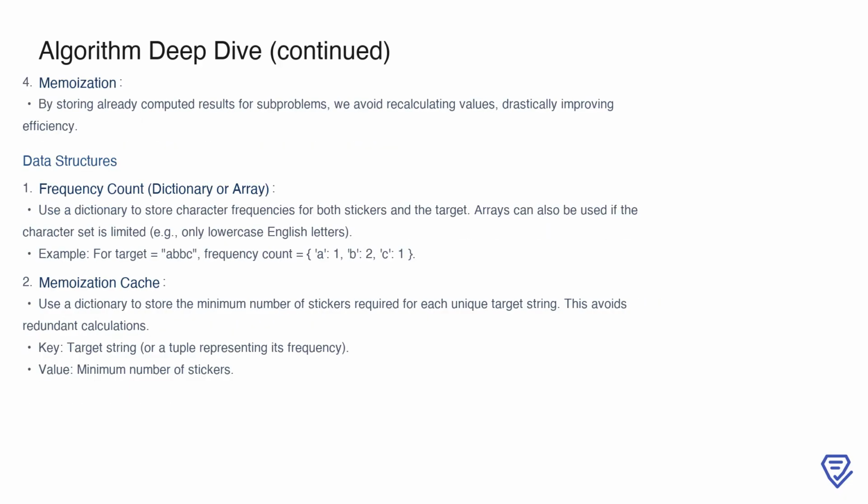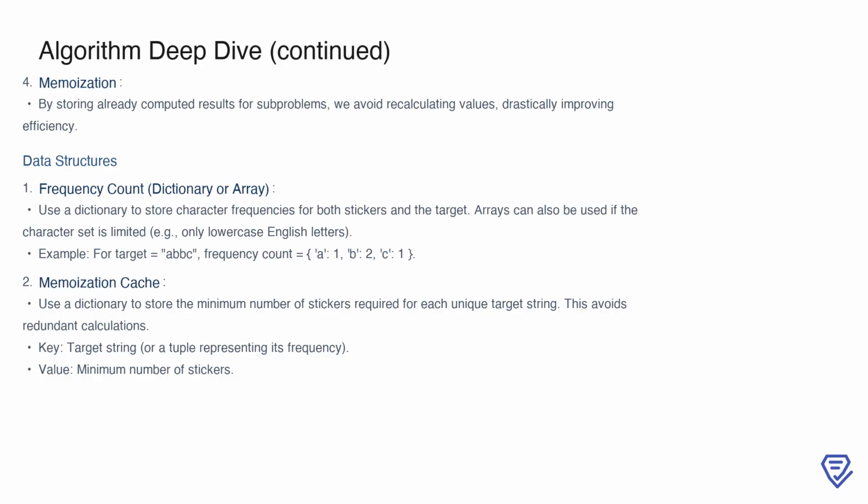Memoization plays a critical role in optimizing this algorithm. By storing the results of previously computed target strings, we avoid redundant calculations, which significantly reduces the time complexity. For example, if we've already calculated the minimum stickers needed for a specific subset of the target, we can simply retrieve that result instead of recomputing it. To implement this effectively, we use a dictionary or cache.